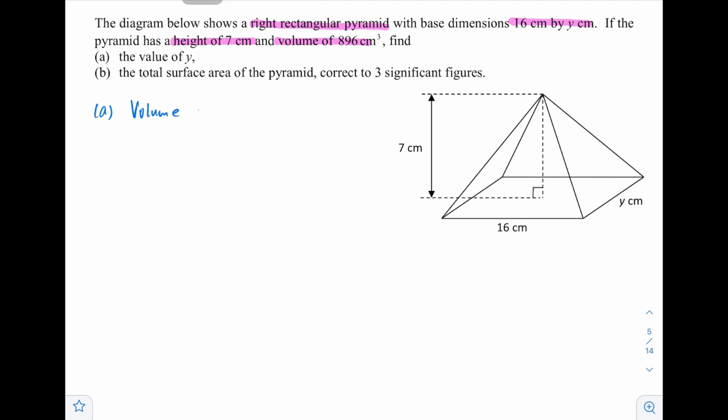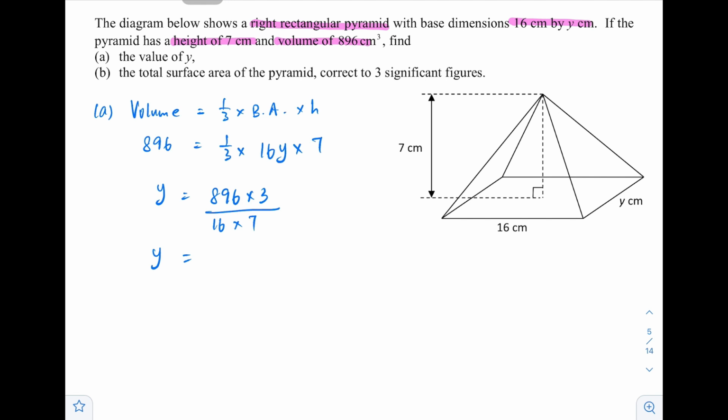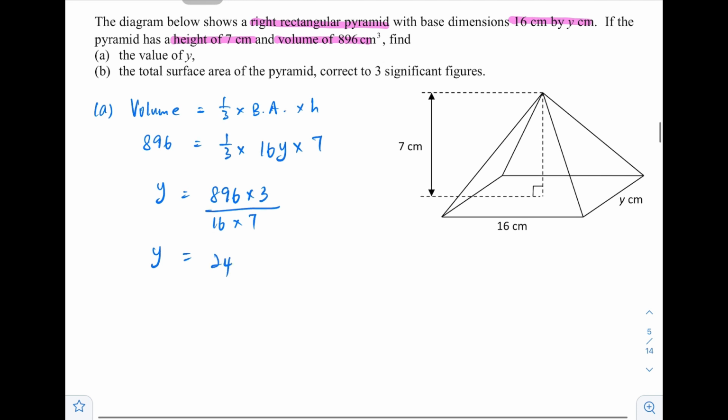To do that, we can use the volume formula, which is 1/3 times the base area times the height of the pyramid. We are given that the volume is 896. The base area is 16 times y, which is just 16y. And the height of the pyramid is 7. So in order for us to find y, we need to have 896 times 3 divided by 16 and divided by 7. If you press your calculator for this, you will get 24. Alright, so y is 24.